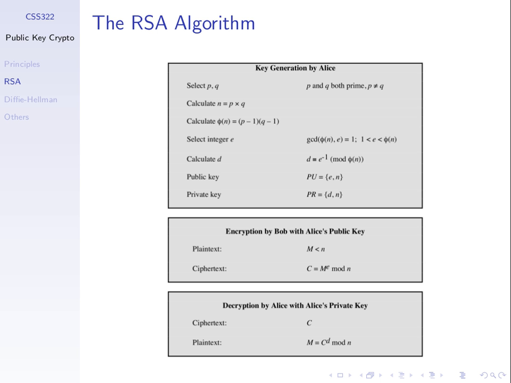The three ways are to solve the discrete logarithm, the second is to find Euler's totient, and the third is to factor n. Yes. First approach, to solve the discrete logarithm. Second approach, solve Euler's totient, calculate Euler's totient of a large number. Third approach, factor n into its prime factors. All three are computationally infeasible with large enough numbers.